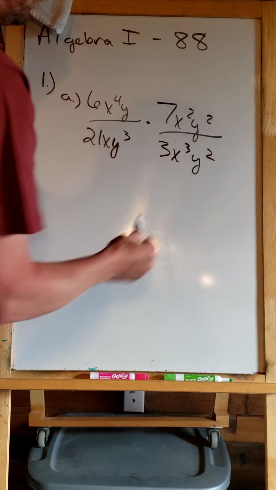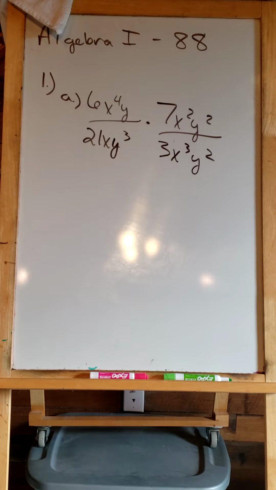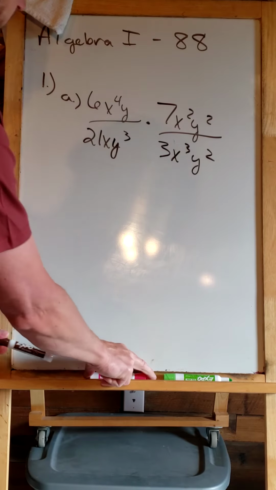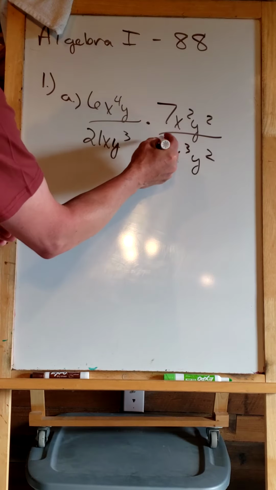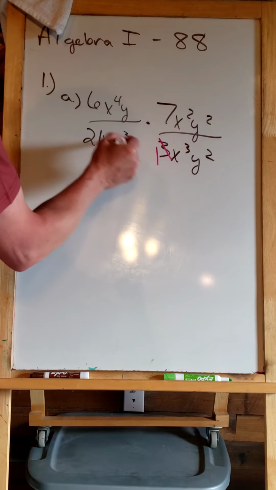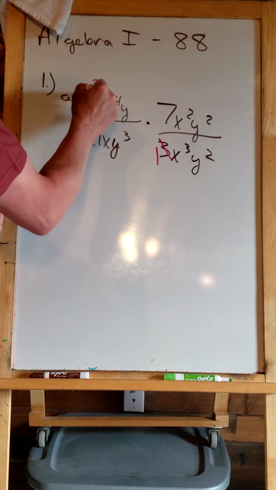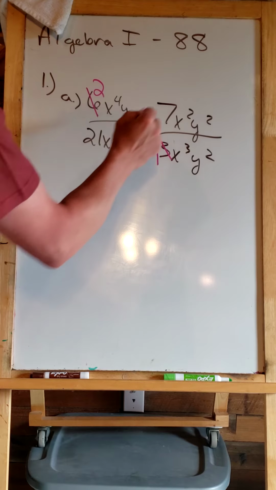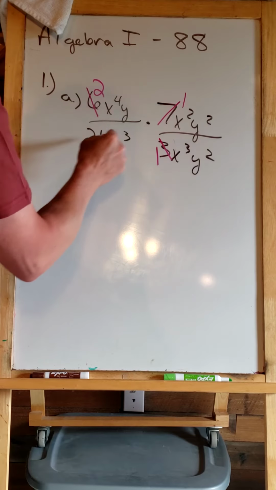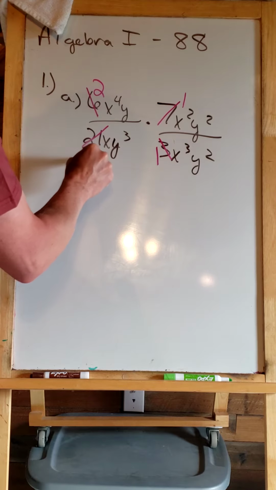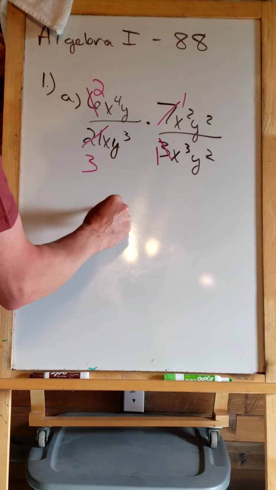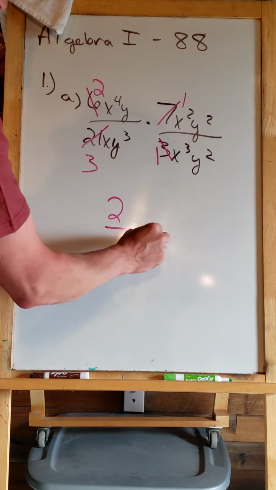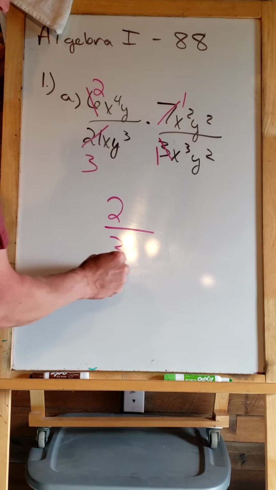Now, we're going to go back to 7th grade math a little bit. When we multiply fractions, simplify. 3 goes into 3 once, into 6 twice. 7 goes into 7 once, into 21 3 times. So in terms of numbers, 2 times 1, 2, over 3 times 1, 3.